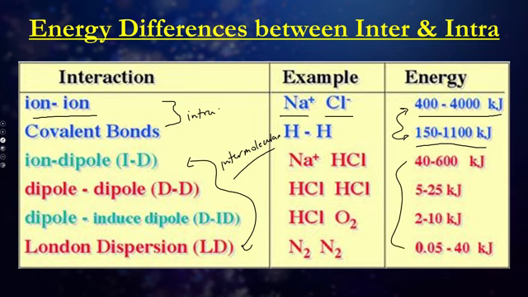And this is the range that they have, with ion-dipole being the strongest of the intermolecular bonds, and dispersion forces being the weakest of the intermolecular bonds. Okay, and so that's basically it of what you need to understand about inter and intramolecular bonds.